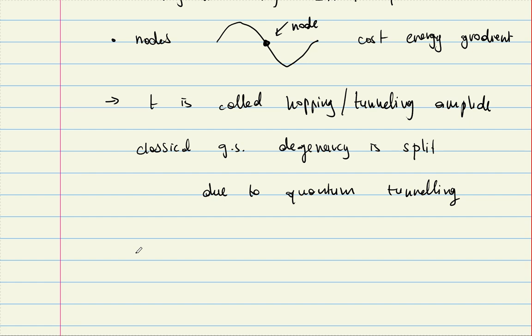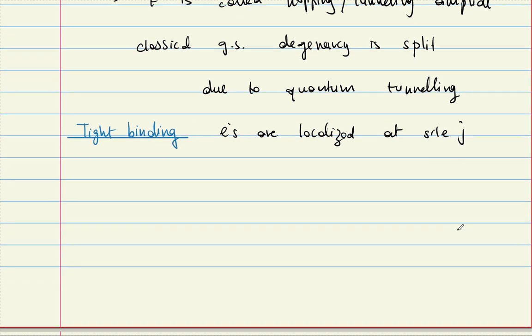Any questions? Now, tight binding. So what our starting point is, electrons are localized at site j. What's our motivation for this?